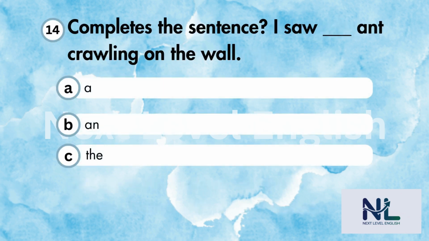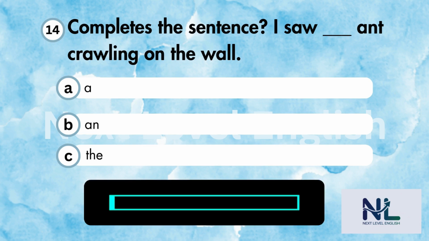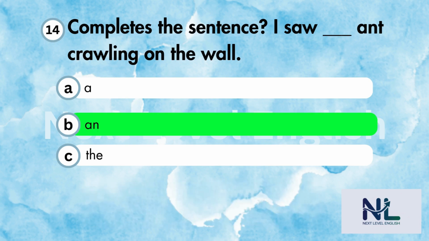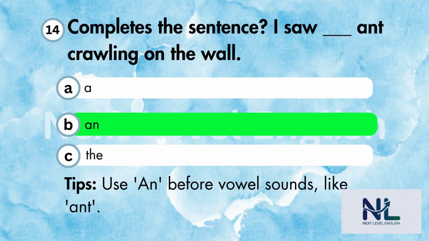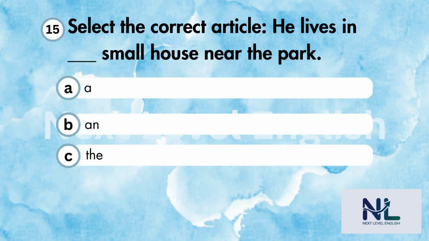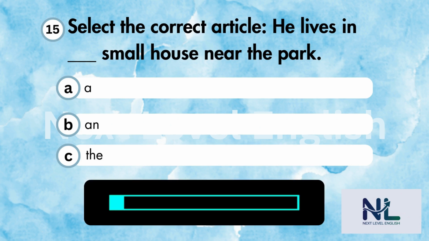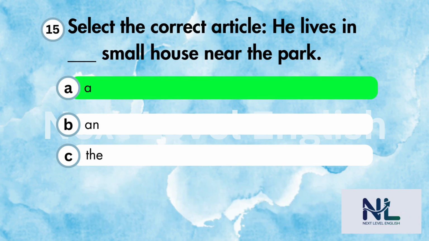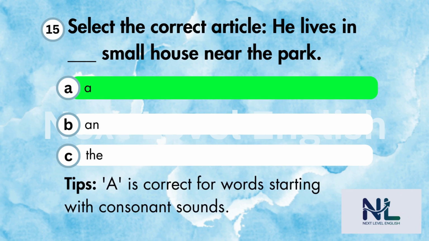14. Complete the sentence: I saw an ant crawling on the wall. An. Tips: use "an" before vowel sounds, like ant. 15. Select the correct article: He lives in a small house near the park. A. Tips: "a" is correct for words starting with consonant sounds.